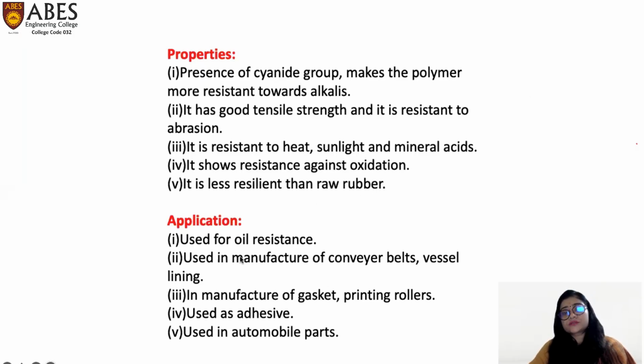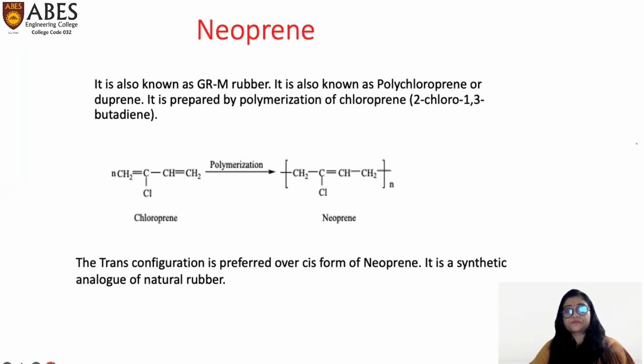Now, the applications involve oil resistance in the manufacture of conveyor belts and vessels, and in manufacturing of gaskets and printing rollers. They are also used as adhesives and in the making of automobile parts.